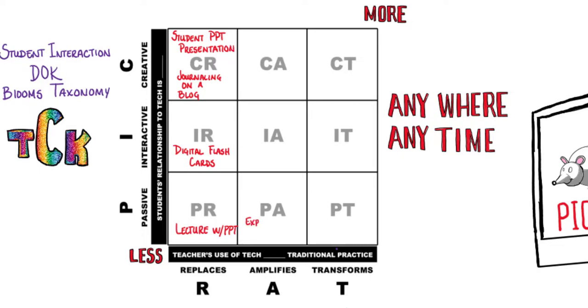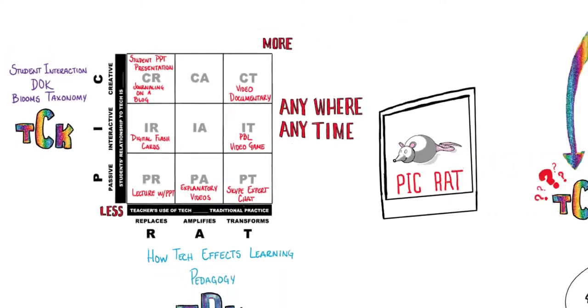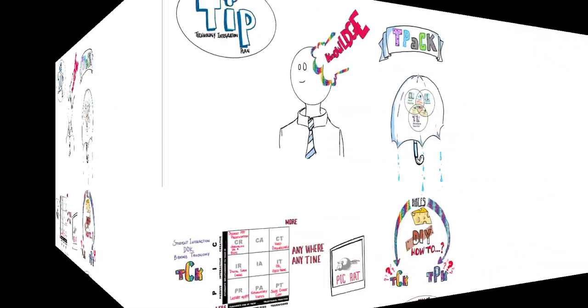Having students watch a video is still a passive activity. However, it is amplifying any content that you gave about that in your class. Additionally, having an expert have a video call with your class is still passive for your students. It is transformative in terms of traditional practices. Having students play a problem-based learning video game is both interactive and transformative in its nature. And then at the top of our chart, if you have students create a video documentary, it's both creative and transformative compared to traditional practices.